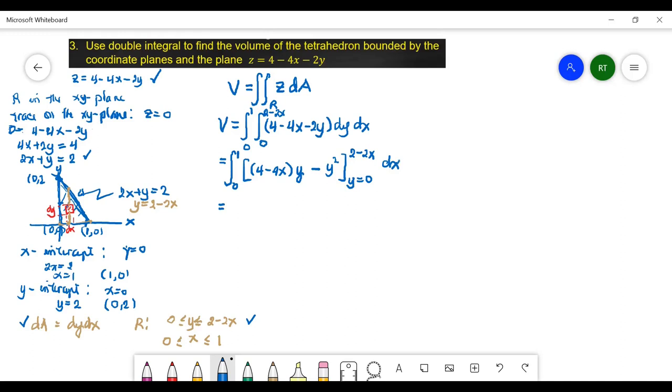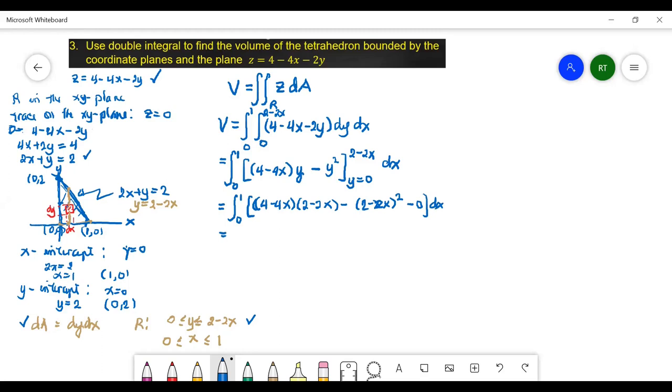Si-simplify muna natin to. Okay, integral from 0 to 1. Evaluate the resulting indefinite integral at the upper limit. So meaning replacing y by the upper limit 2 minus 2x. So that will give us 4 minus 4x. Okay, replace y by 2 minus 2x times 2 minus 2x. Minus, when y is equal to 2 minus 2x, then we have 2 minus 2x raised to the second power, okay? And evaluating the indefinite integral at the lower limit y is equal to 0, okay? If we will replace y by 0, everything will be 0. So, lalagay ko na lang minus 0, ha? So, times the differential of x.